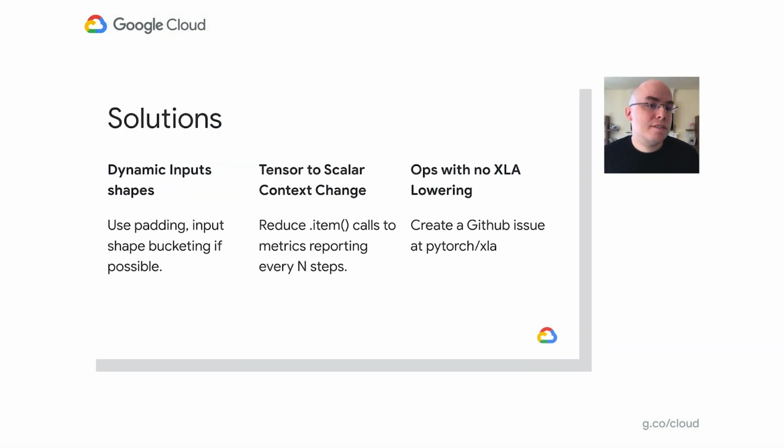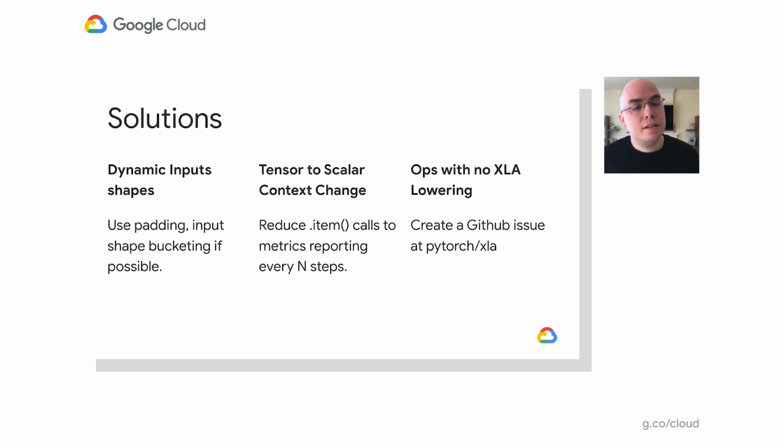Second, the tensor to scalar context change, or device to CPU context change, can happen because of, for example, loss reporting, because loss is usually a tensor. We recommend to reduce the item calls and report loss every n steps instead of every step. N can take a value of 20, 30, 100. That's up to the user. The user could also have item calls from another part of the model. They need to be spotted and eliminated.